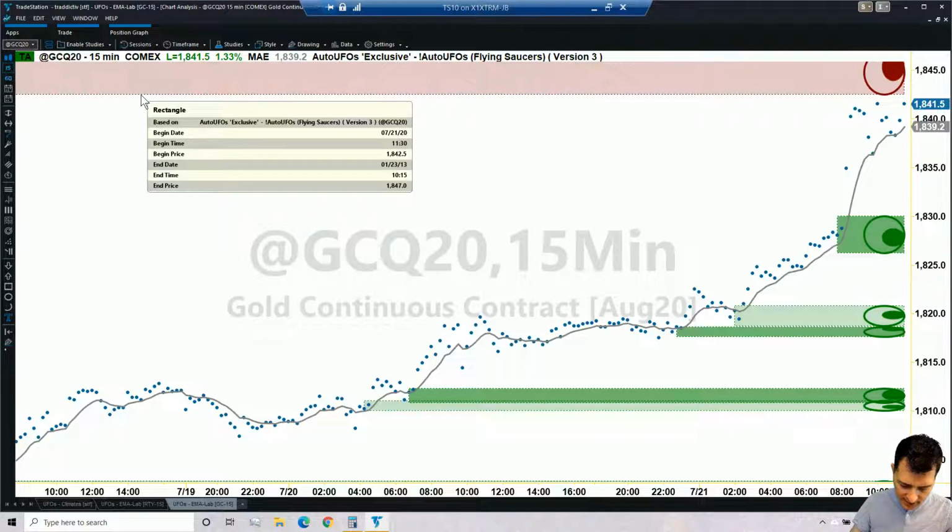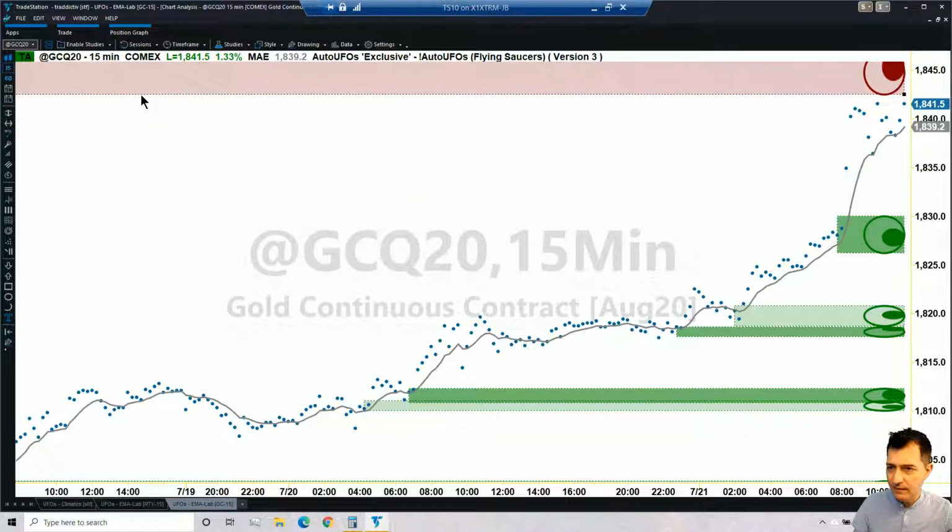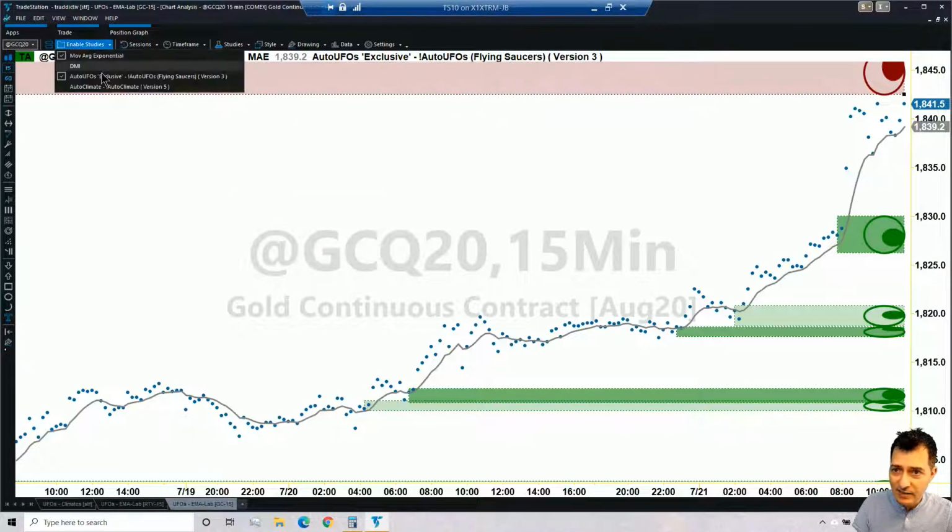Okay, so the gold contract has a target that would be located at 1842.5. This would be the location for the target. Okay, so now that I know this, I can disable AutoUFOs.